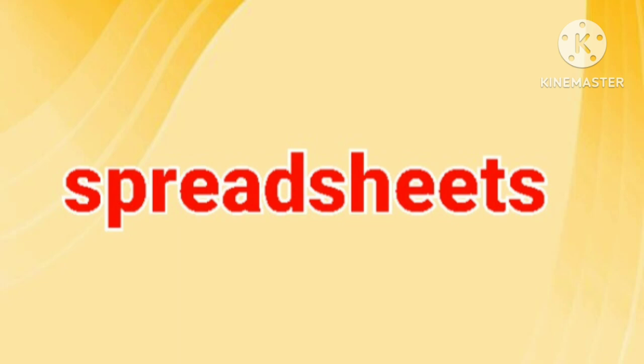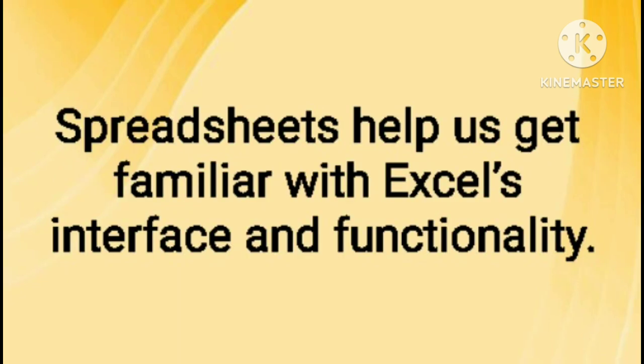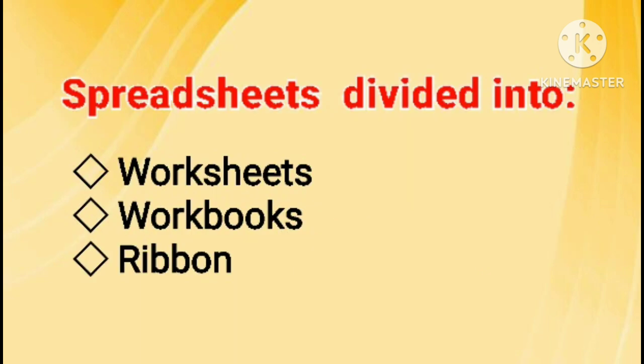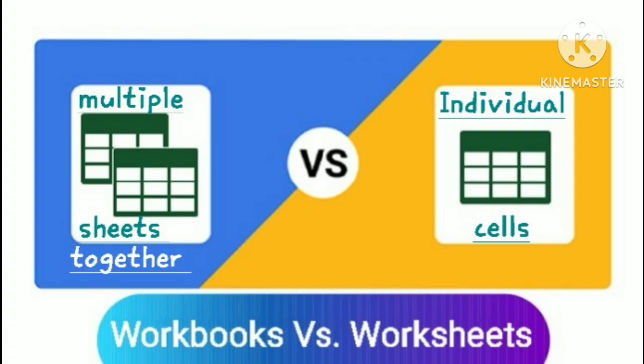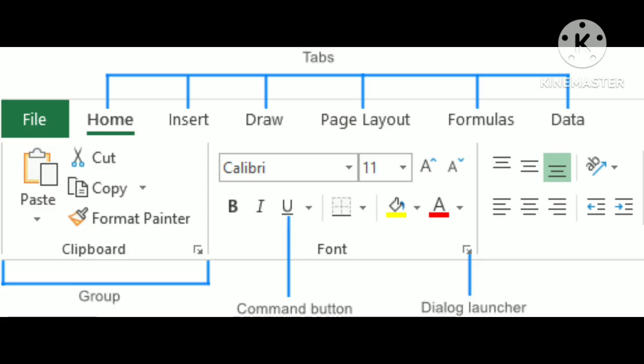Spreadsheets. Spreadsheets help us get familiar with Excel's interface and functionality. They are divided into worksheets, workbooks, and the ribbon. Worksheets let us work with individual cells. Workbooks hold multiple worksheets together. And the ribbon, right at the top, is where all the real action happens along with the file tab.